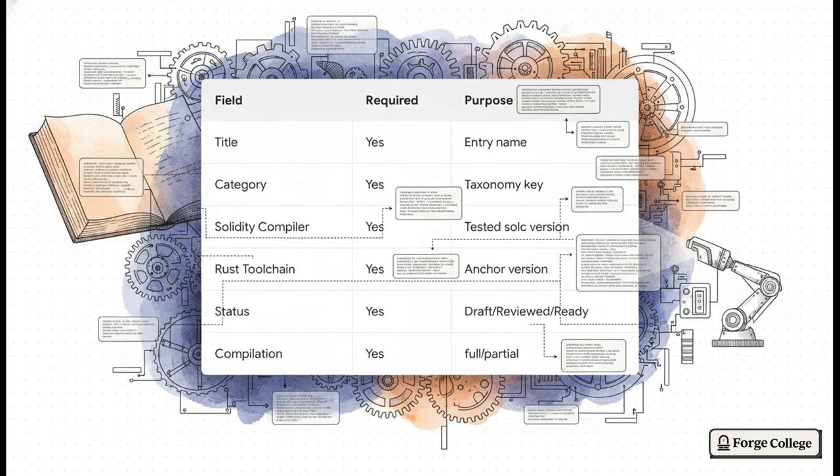Which Solidity compiler version was tested? What about the Rust toolchain? Is the status draft or ready? And is the compilation full or partial? By standardizing all of this, automated migration tools will know exactly how to read, index, and apply these patterns without any human intervention at all.